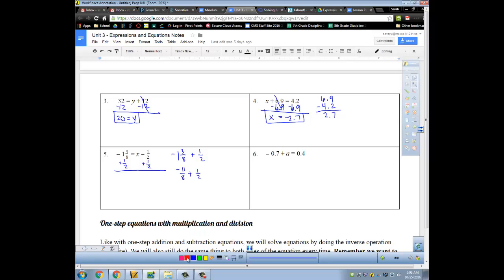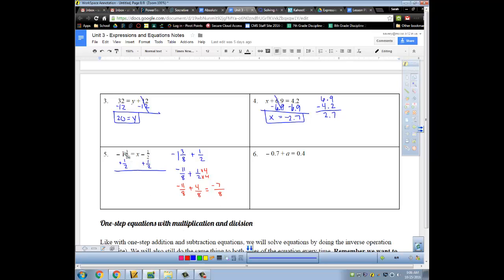You need a common denominator. I'm going to pick 8, which means I multiply the second fraction by 4. So we get negative 11 over 8 plus 4 over 8. These are different signs, so we subtract. Negative 11 plus 4 is negative 7 over 8.